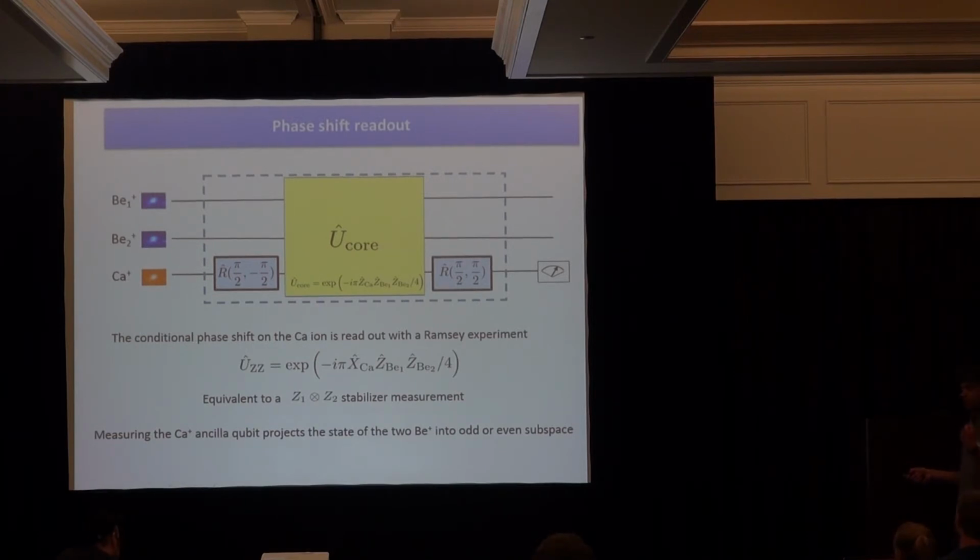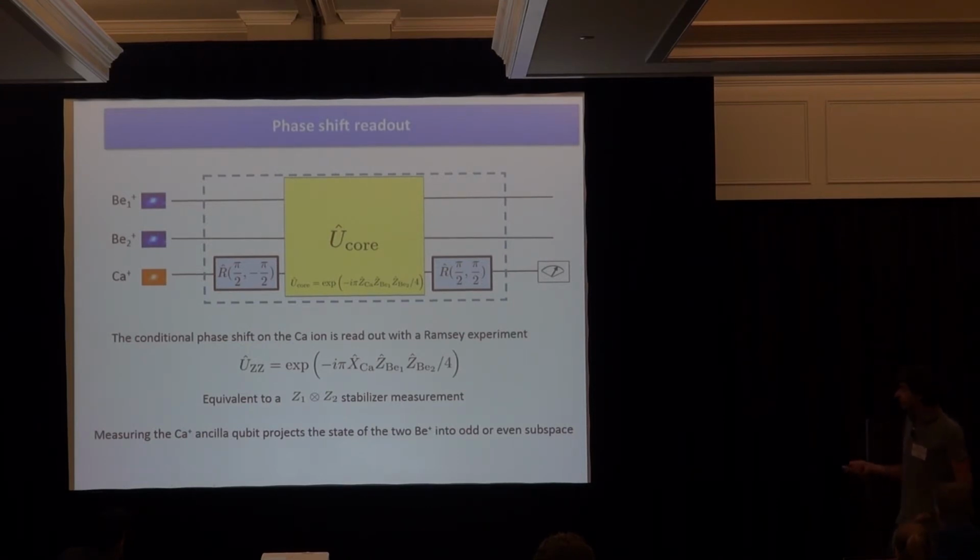So whenever we detect the calcium ion, we basically project the two beryllium ions into one of the two parity states, either the even or odd subspace. Good. So how do we prove that this is a quantum non-demolition parity measurement?